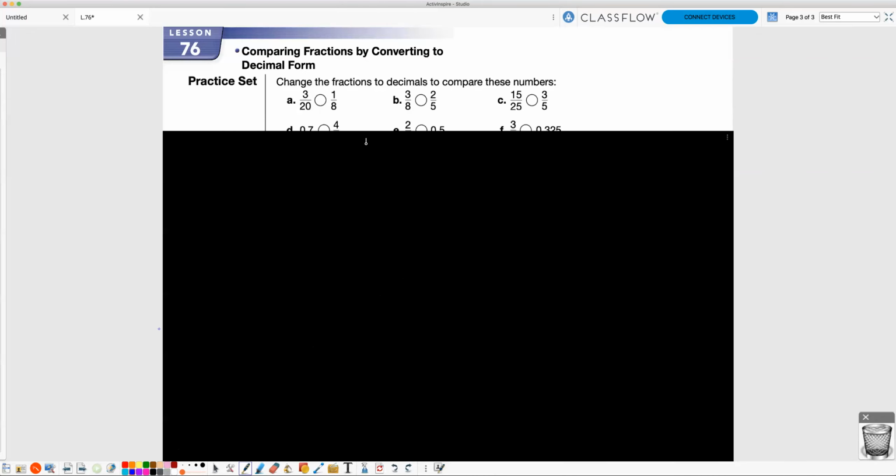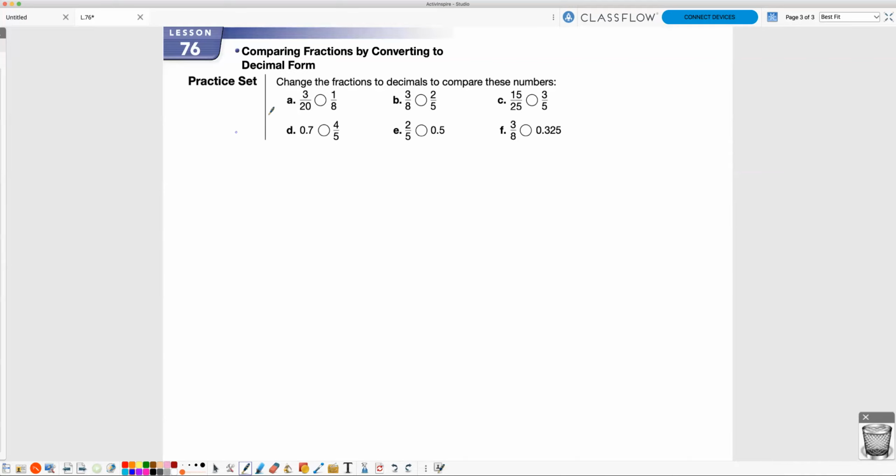All right, let's try these. So if you have 3/20 and 1/8, for letter A, I'm going to convert 3/20 because I'm going to do it this way quicker, because I know that 20 times 5 equals 100, and this times 5 equals 15. So that means 3/20 is the same as 15 hundredths, and 1/8 I have to actually do that math. I have to do 1 divided by 8. So I'm going to add a couple zeros in there just for good measure. And I have the decimal straight up in the answer.